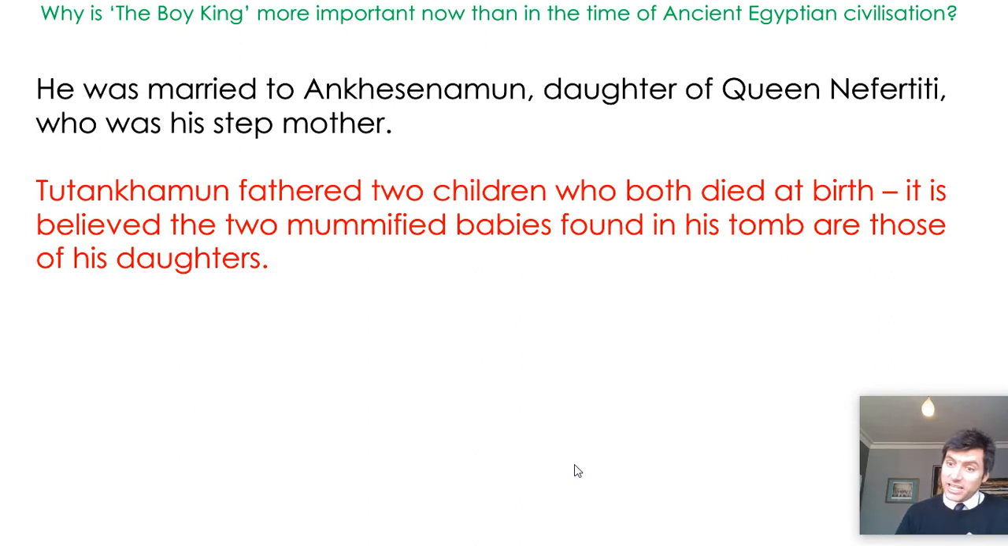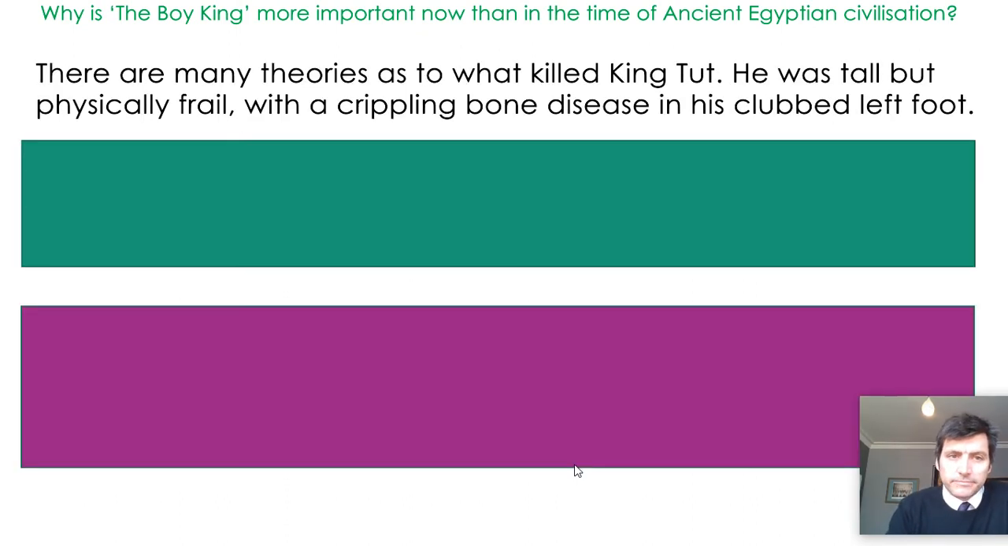And inside his tomb, which was discovered in 1922 by Howard Carter, were 2 babies which were wrapped up as mummies. And people think they were his babies, okay? His 2 daughters. Lots of people have lots of theories, which is a word which means ideas, about what killed him.